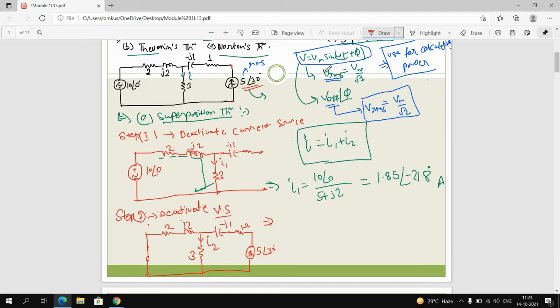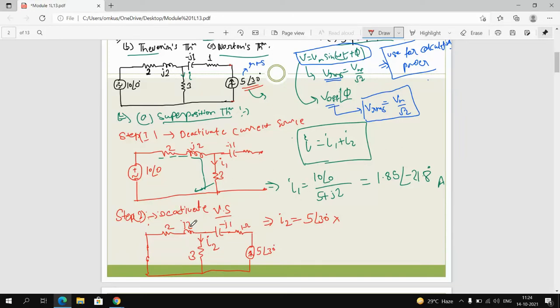Use the current division rule. What is the value of I2? I2 is equal to the total current. What is the value of total current? 5 at an angle of 30 degrees, right? And multiply this by the impedance. So we use the current division rule: opposite impedance divided by total impedance, right?